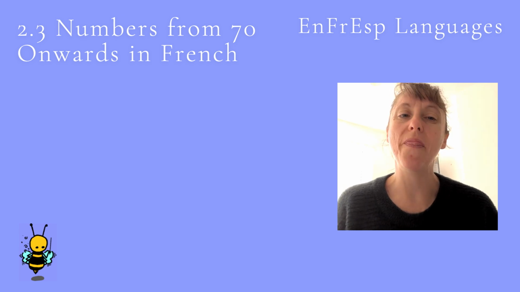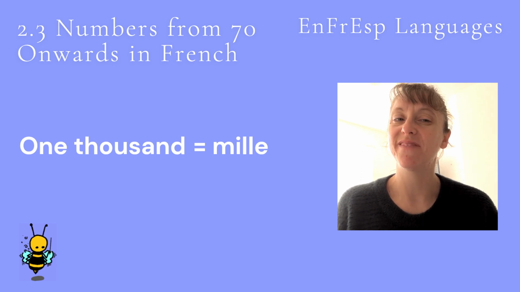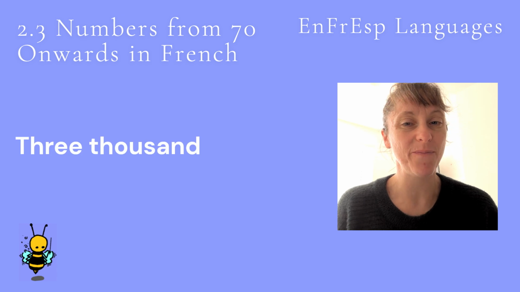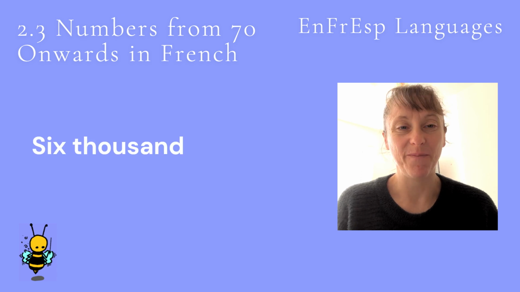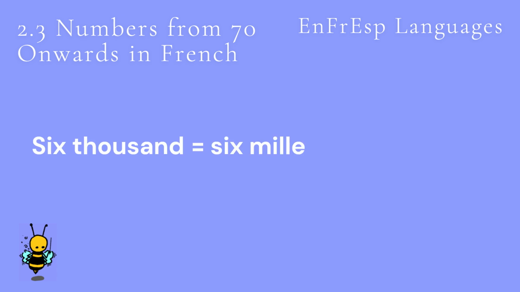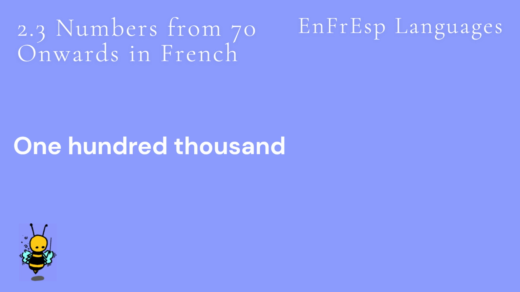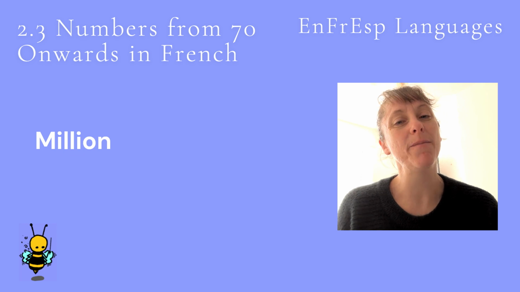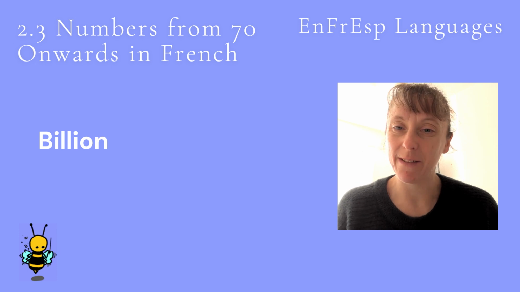If we want to say 1,000, we say mille. Let's hear it again. Mille. 2,000 is deux mille and 3,000 is trois mille. Can you guess what 6,000 is? Six mille. What about 100,000? Cent mille. Million in French is million, and billion in French is milliard.